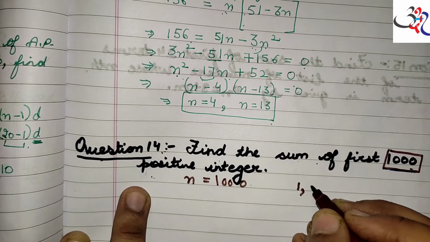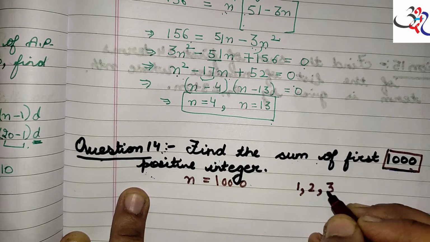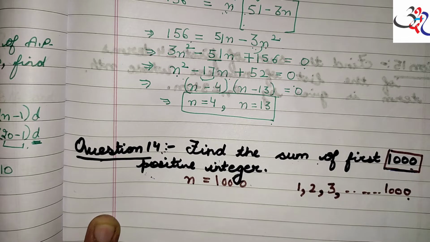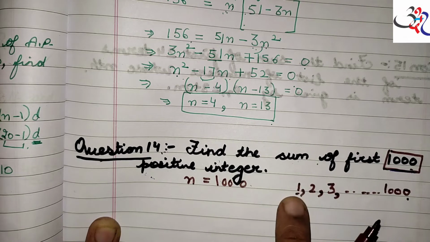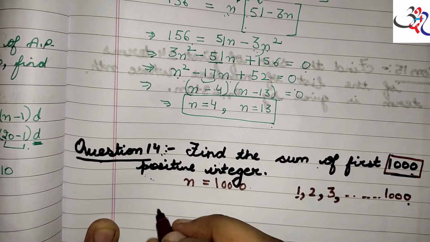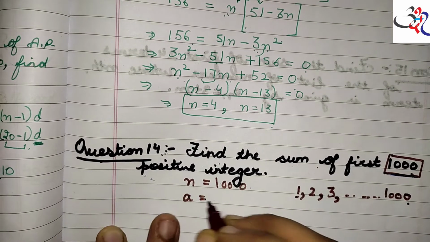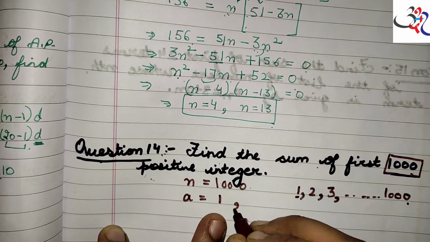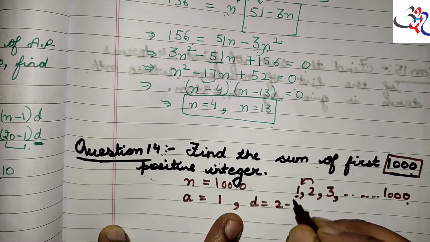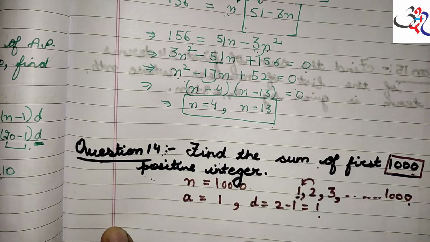First positive integers means the first number will be 1, the second number will be 2, and so on up to 1000. They are saying positive numbers, that's why we are starting our numbers from 1, right? So now find the remaining values. A is 1, and D is 2 minus 1, which is also equal to 1.